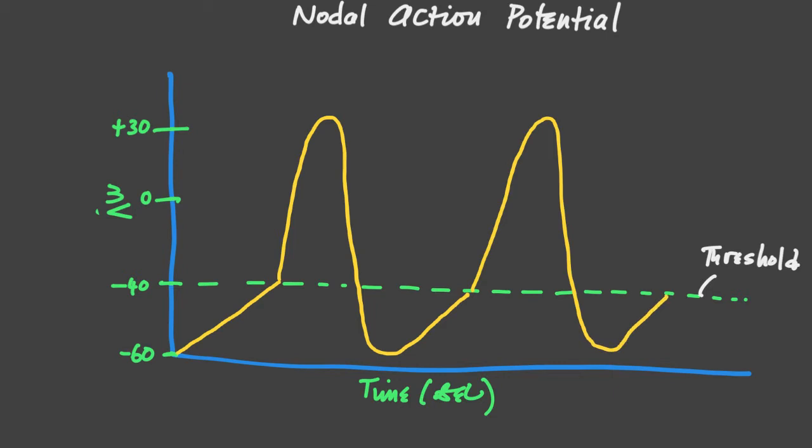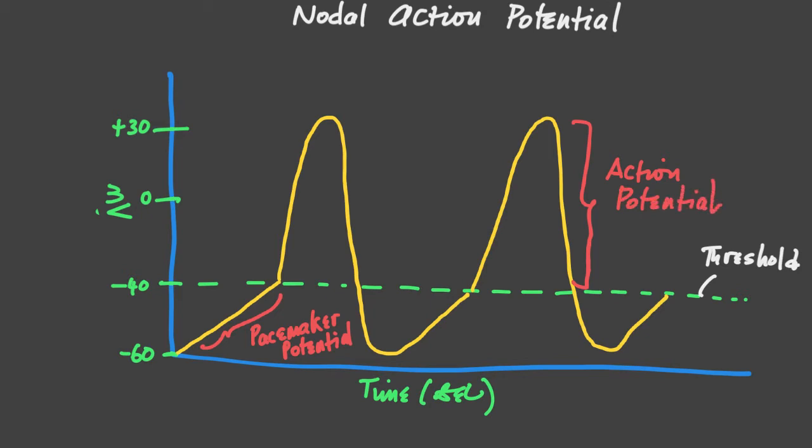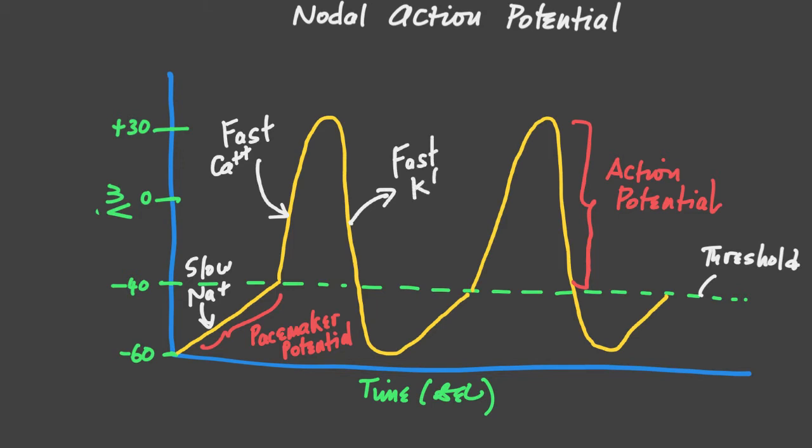From minus 60 to minus 40, we call it the pacemaker potential. This is in the place of a resting membrane potential, which the heart does not have. It has a pacemaker potential in the SA node. So the action potential has a depolarization phase and a repolarization phase. The depolarization phase is caused by calcium and the repolarization phase is caused by potassium. So let's review this. The pacemaker potential is caused by slow sodium inflow, depolarization by fast calcium inflow, and repolarization by fast potassium outflow. Together we have an action potential.